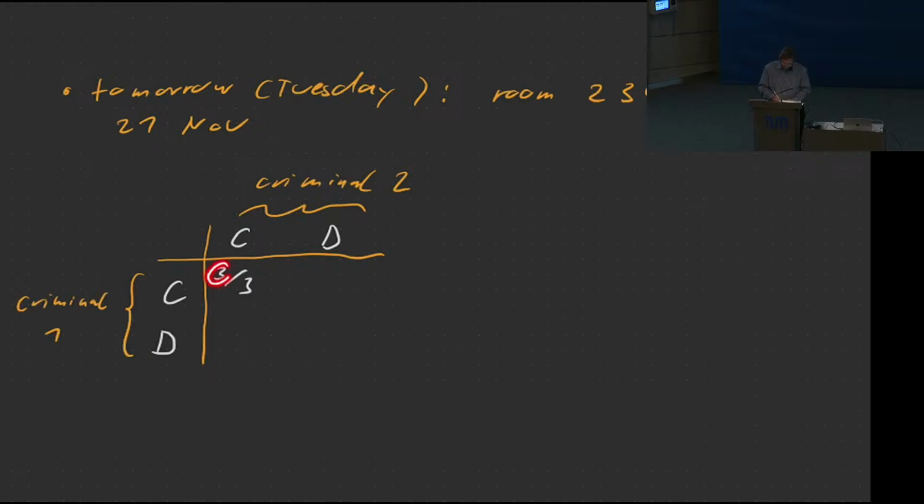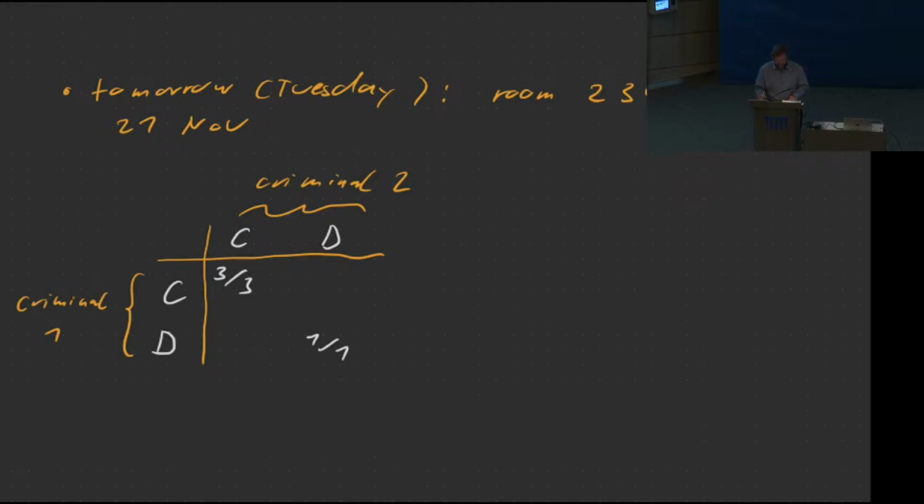And what I write here applies for criminal 1, what I write here applies for criminal 2, right? So they both get 3 years. In this case, if they both deny, they both get 1 year, so that's also easy. We have a 1-1 here.